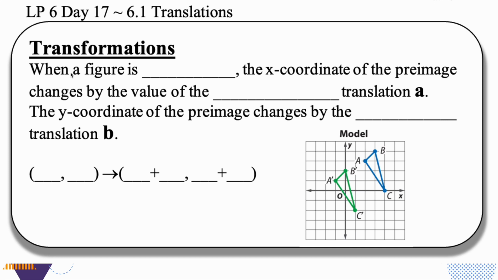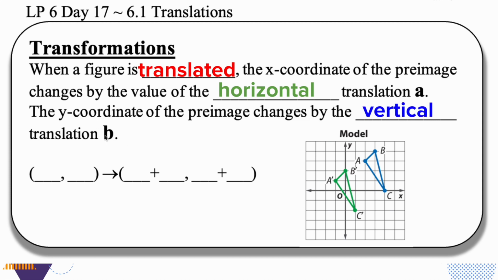So when a figure is translated, the x-coordinate of the preimage changes by the value of the horizontal translation, that's right and left, A, and the y-coordinate of the preimage changes by the vertical translation, which we call B. So in other words, if I have a coordinate x, y, I'm going to move it so far either right or left, and that number we call A, and then I'm going to move it so far up or down, and we call that number B. So this is just a basic formula on how to do that.